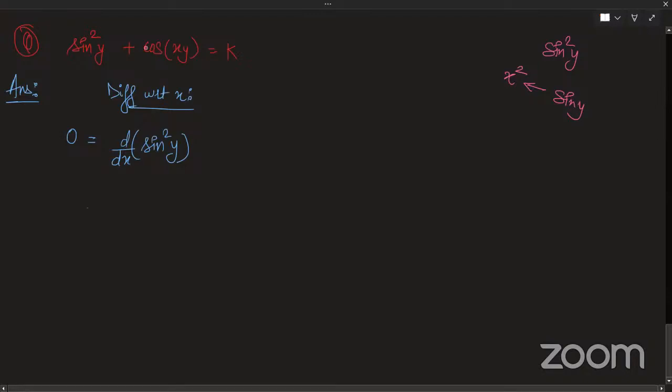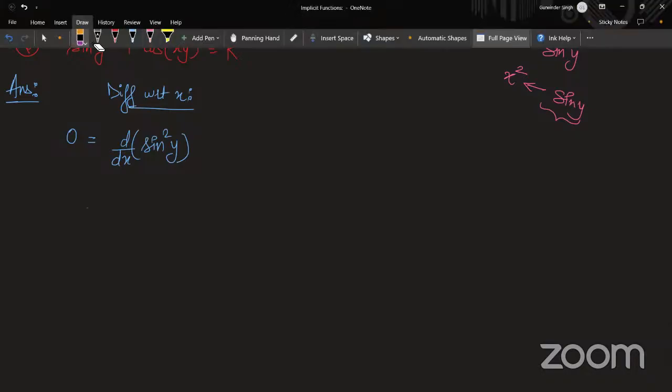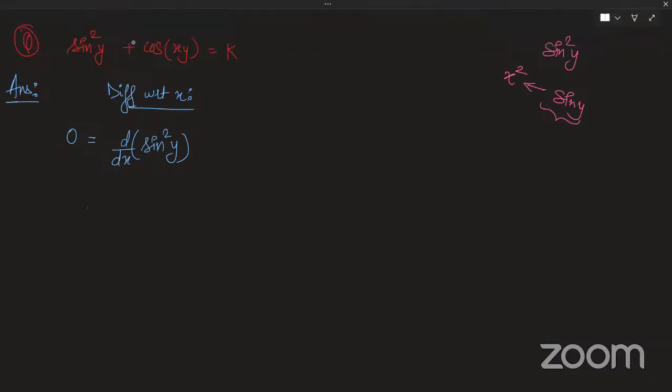Yes, sir. But if you look closely, my sine y in itself is not a complete function of x. Do you all agree? Sine y is not a complete function of x. So I would need to bifurcate it further. Let us approach with the first step only then. You have the first function as x square. So what is the derivative of x square?